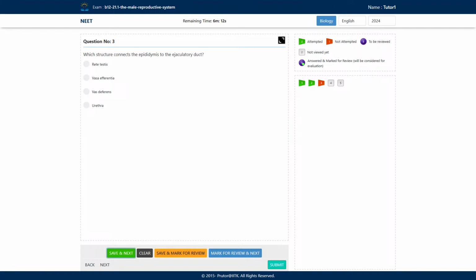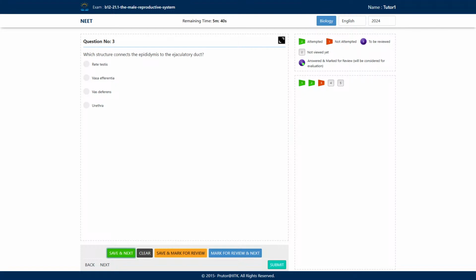Okay, so you know about the accessory ducts. The sperms are produced in the seminiferous tubules, and then they are carried by the rete testis to the vasa efferentia. From the seminiferous tubule the sperms are transferred to rete testis and then to the vasa efferentia, and from the vasa efferentia they are transferred to the epididymis, and then from the epididymis to the vas deferens.